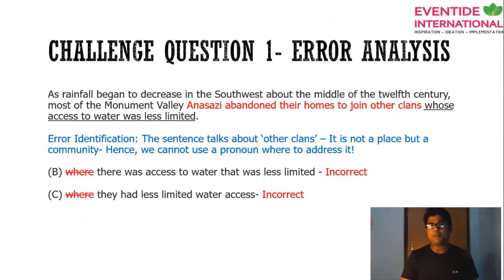Look at the highlighted part in the red mark. Ansazi abandoned their homes to join other clans. Now the clans is not a place. It is a community. Hence we cannot use a pronoun where to address it. So any option that consists of the word where in the underlined section is wrong. So option B and option C are incorrect.